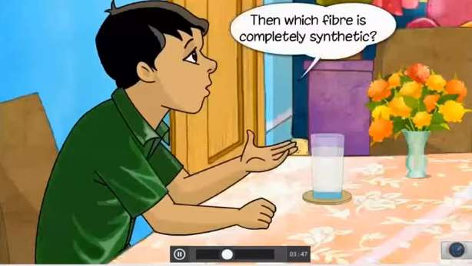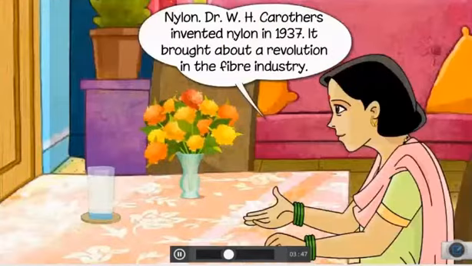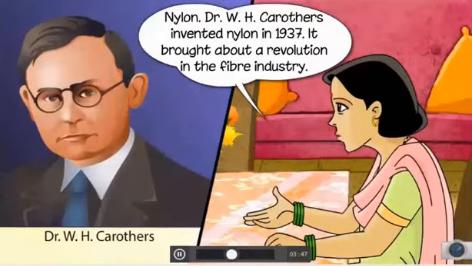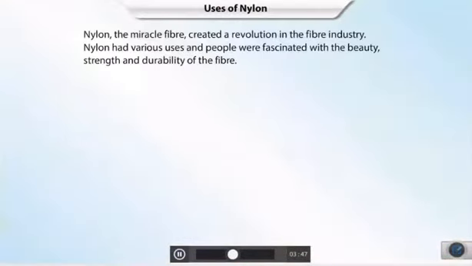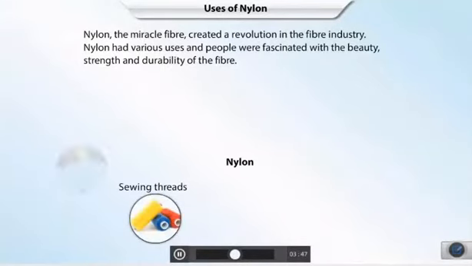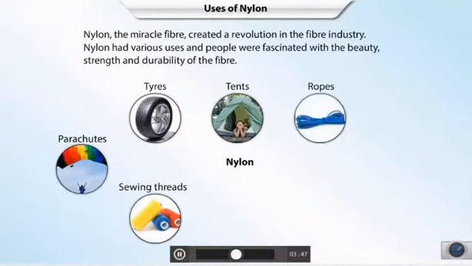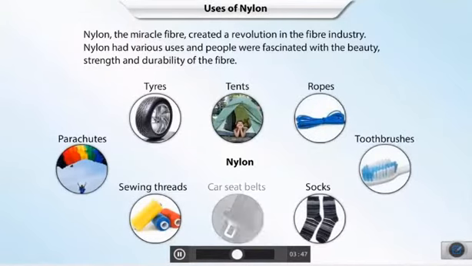Then which fiber is completely synthetic? Nylon. Dr. W. H. Carothers invented nylon in 1937. It brought about a revolution in the fiber industry. Nylon today is put to a variety of uses. It is used as sewing thread. It is also used in parachutes, tires, tents, ropes, toothbrushes, socks, and car seat belts, among others.